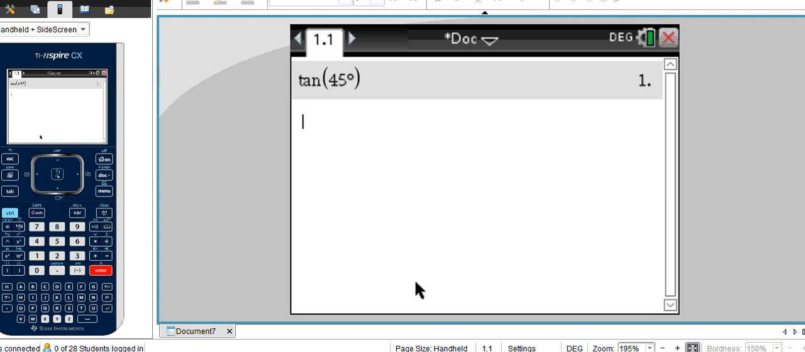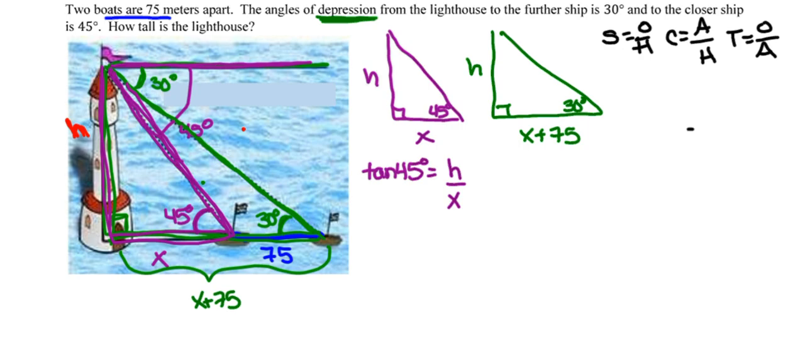So the tangent of 45 degrees I'm going to replace with 1. And if I want, I could put 1.0000, but that 1 is an exact value. So I'm just going to leave it as 1. To cross multiply now, x is equal to h. Obviously, that's as far as I can go with the purple triangle. So next, I'm going to move into the green triangle.